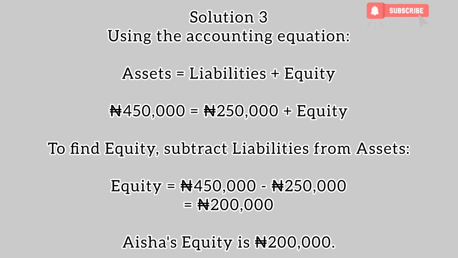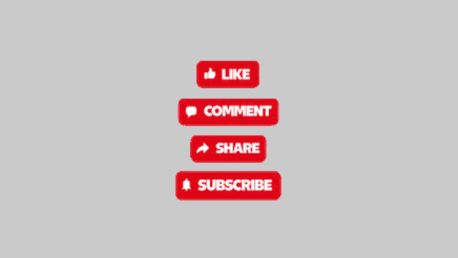So 450,000 naira minus 250,000 naira will give us 200,000 naira. Therefore, Aisha's equity is 200,000 naira. We have successfully applied the accounting equation to some examples. Don't forget to practice what you have learned by working through some additional examples.